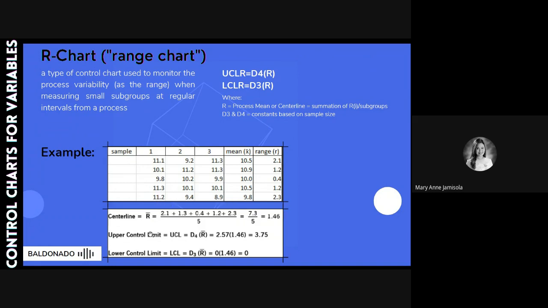Here we have an example. We have these samples, and based on these samples, we were able to compute the mean and the range. The center line is actually our mean, which is 1.46. The constants are given, 2.57 and 0. So just compute the upper control limit using the formula and you can find out the values.